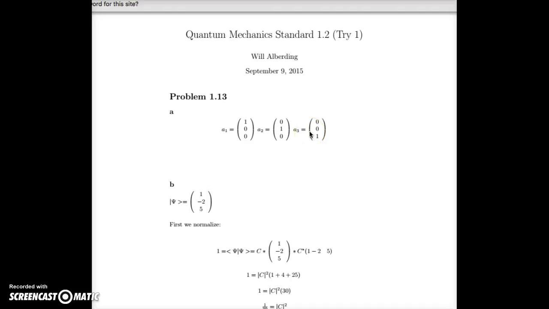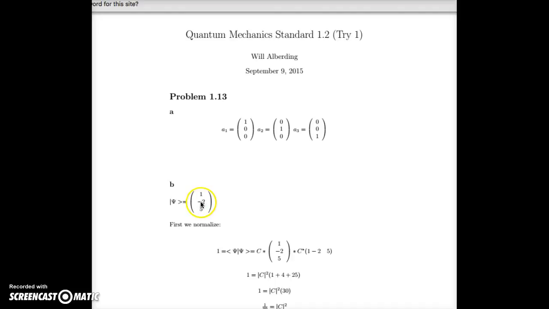For part B, we're told that the system is prepared in the state 1 times the ket A1 minus 2 times the ket A2 plus 5 times the ket A3. We're told to write this state in matrix notation and calculate the probabilities of all possible measurement results of the observable A, and then to plot a histogram of the predicted measurement results.